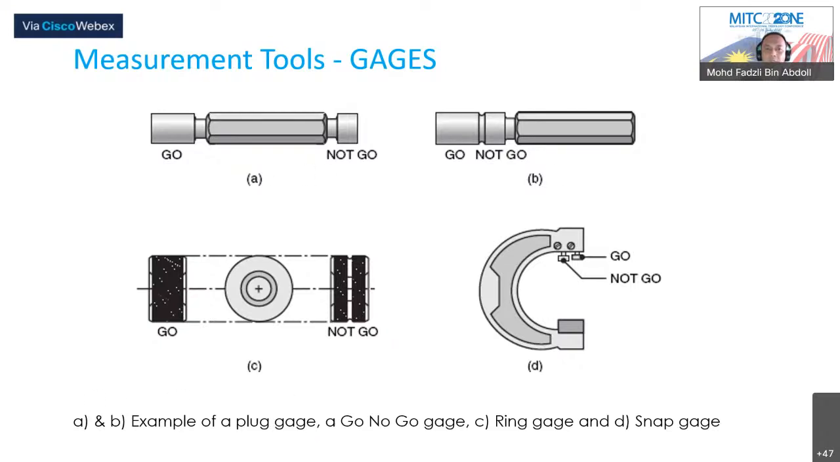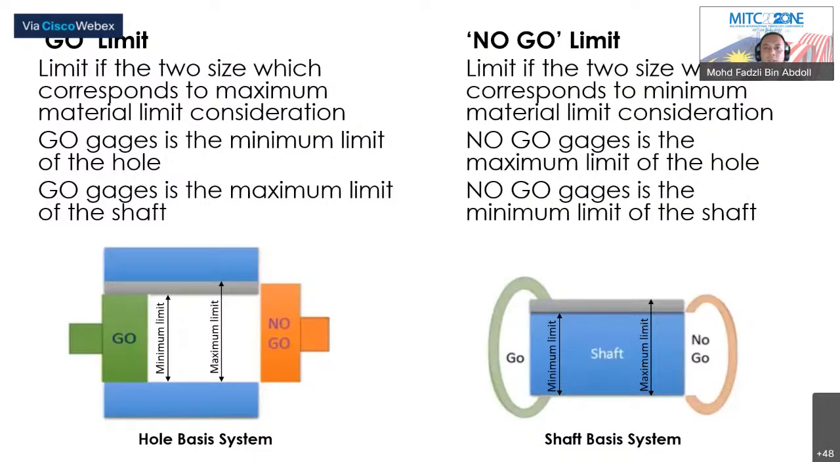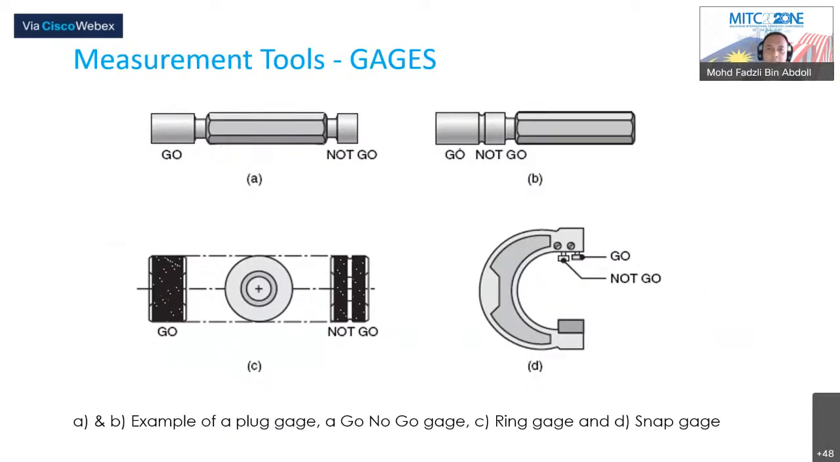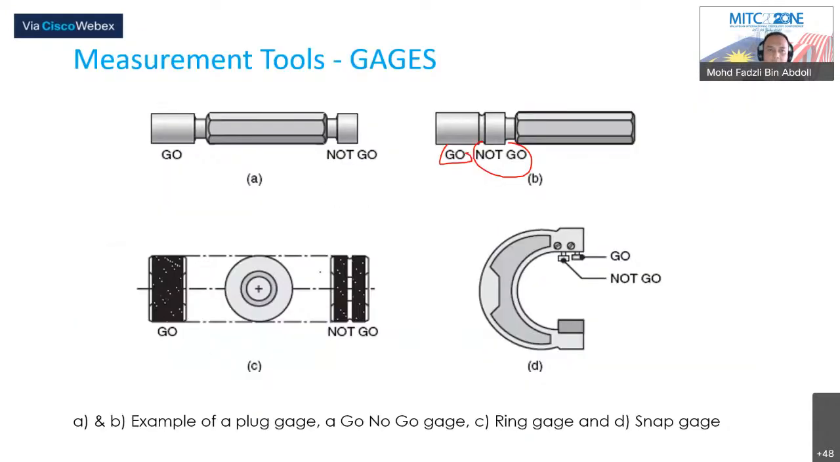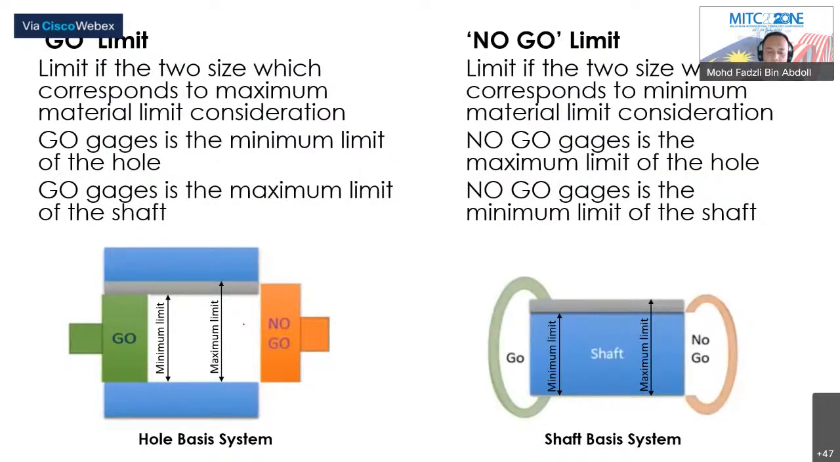Okay, this is the type of gauge lah. A and B are examples of plug gauge. This is no go, and then this is go and then no go, and then C adalah ring gauge, and D adalah snap gauge. Jadi saya tunjukkan video. Okey, dia ada dua jenis lah, go dan juga no go. Apa maksud dia? Okey, untuk go, contoh ini adalah lubang. Ni gauge go dan no go. Let's say this is the gauge yang go ni, and then this is yang no go.